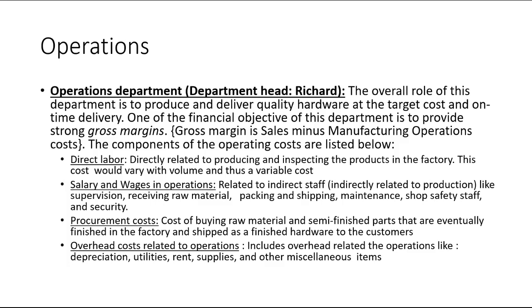And the gross margin is really sales minus manufacturing operations cost, or typically called cost of goods sold. Now, within the manufacturing operations cost, the costs that are typically included are direct labor. These are directly related to producing and inspecting products in the factory. Obviously, these costs could vary with volume and thus are considered a variable cost. So the items listed on this slide are what you're typically going to find in most companies under the operations functions. And so the head of the department will be responsible for managing these types of costs.